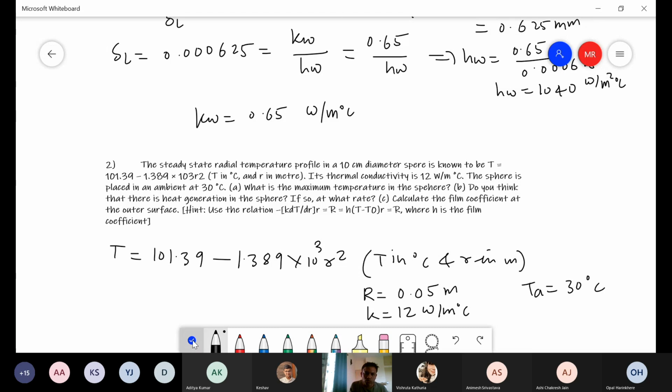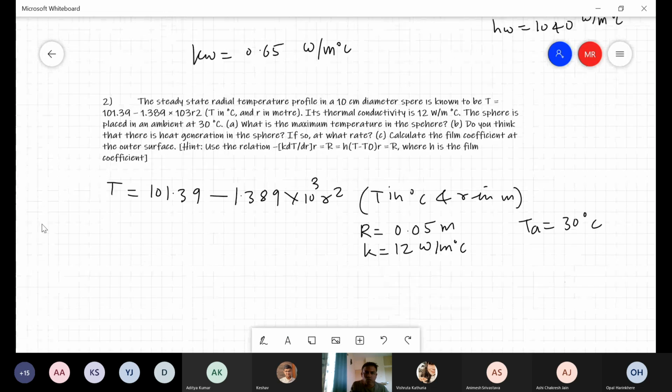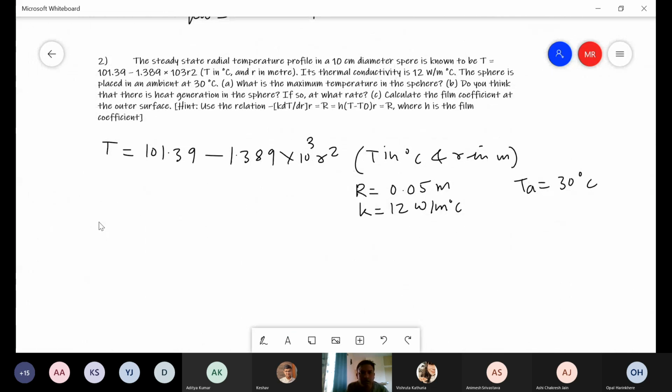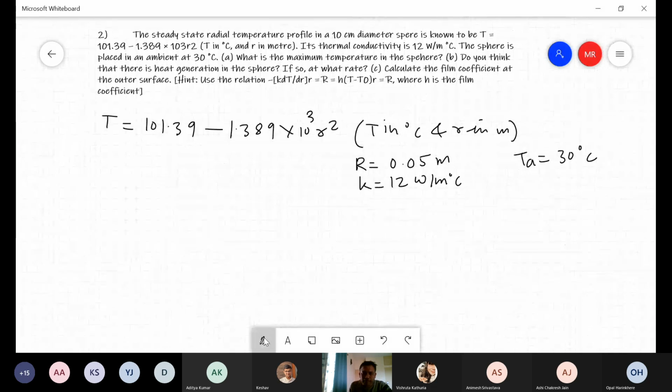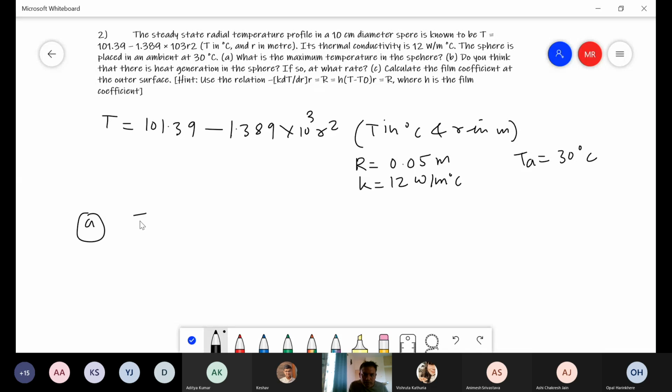Okay. Now, what is asked in this particular question is, what is the maximum temperature in the sphere? That is the first part, isn't it? What is the maximum temperature in the sphere? So part A, T max is what? That is what is asked.